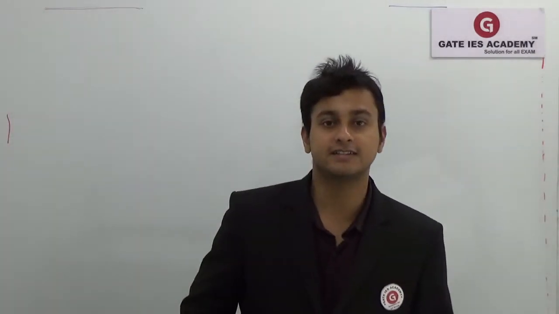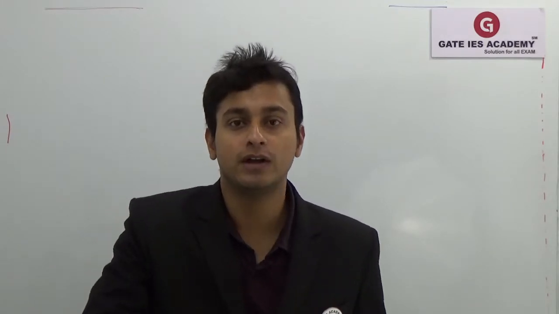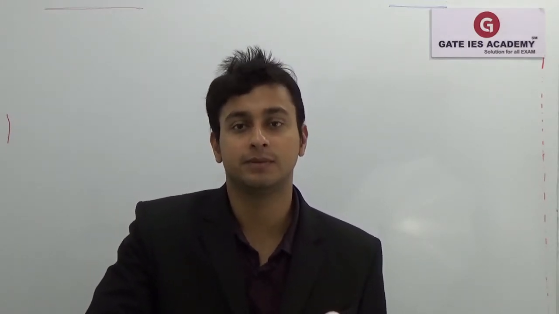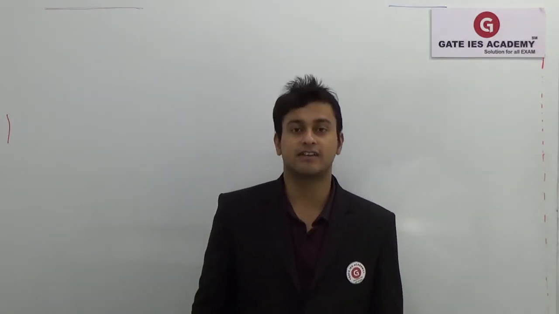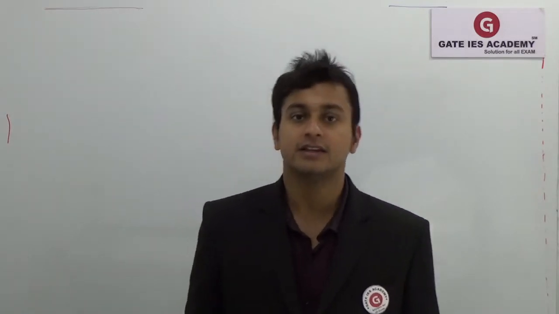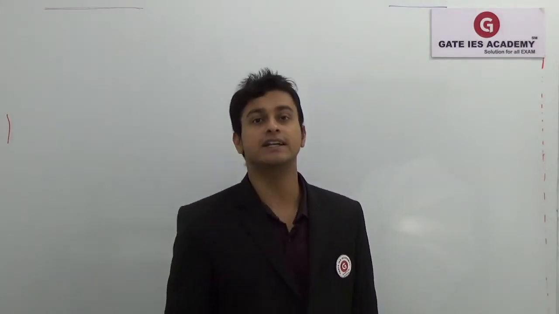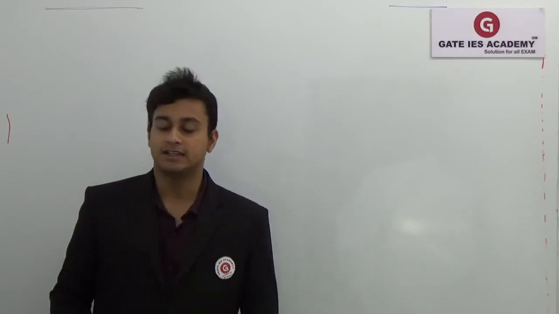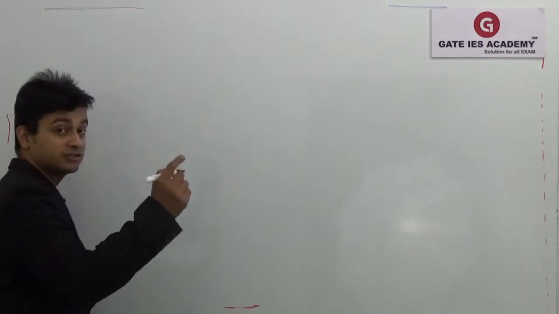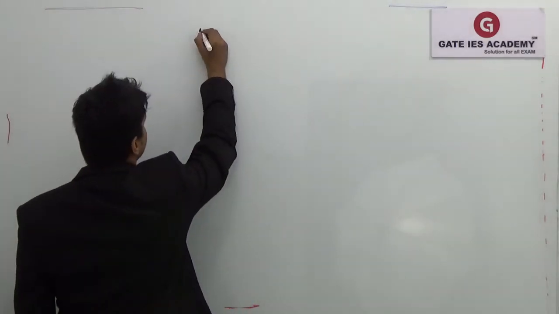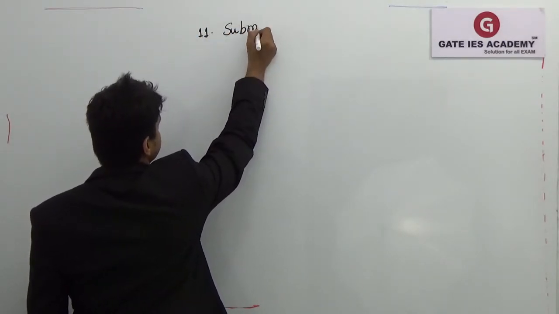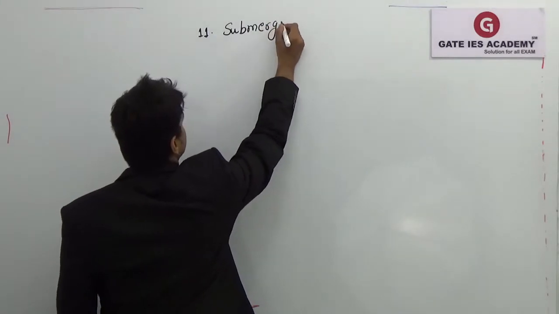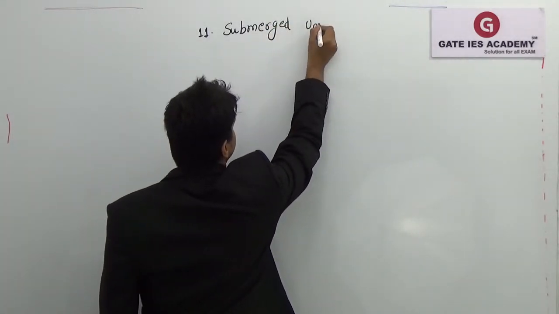Okay students, we had discussed in the last class about the unit weight. So basically we discussed bulk unit weight and saturated unit weight, and also we discussed dry unit weight. Today we will be discussing saturated unit weight. Our next is submerged unit weight, the 11th one, submerged unit weight.